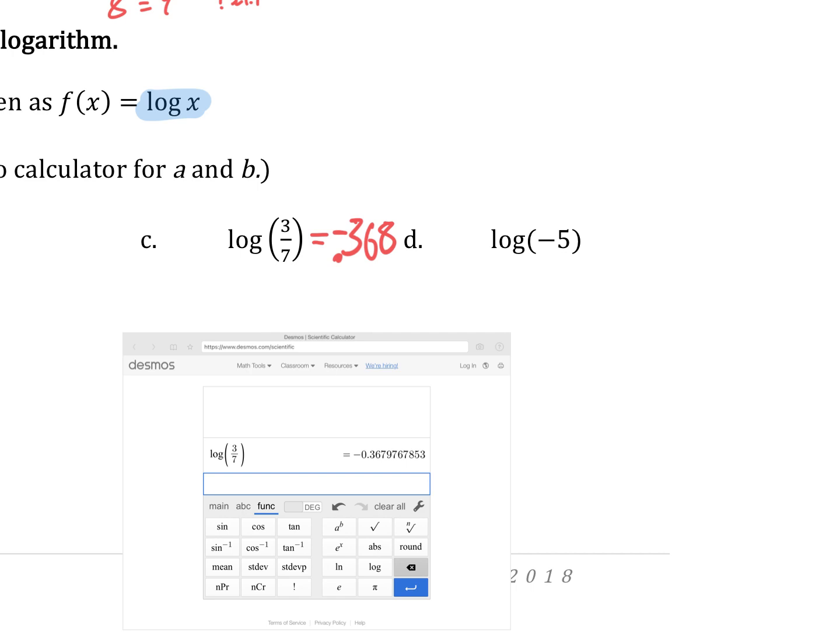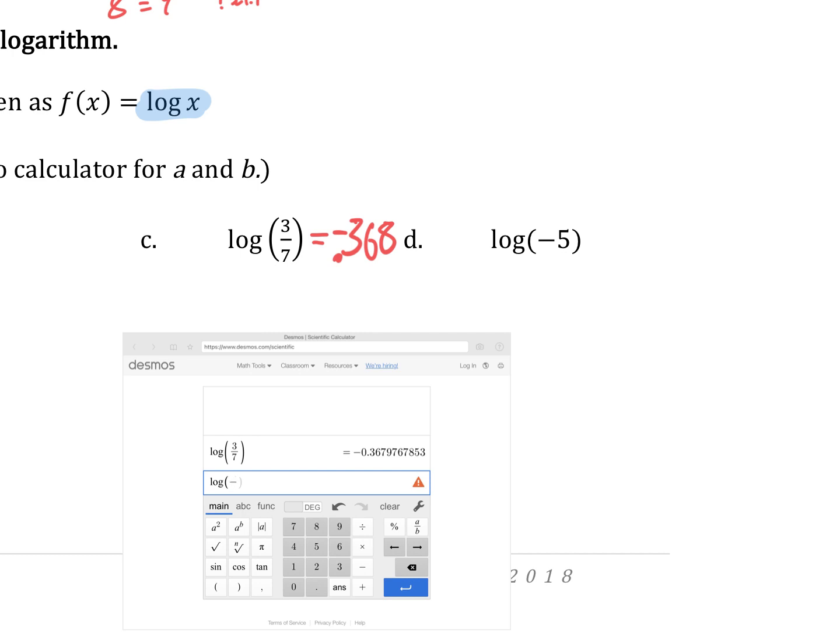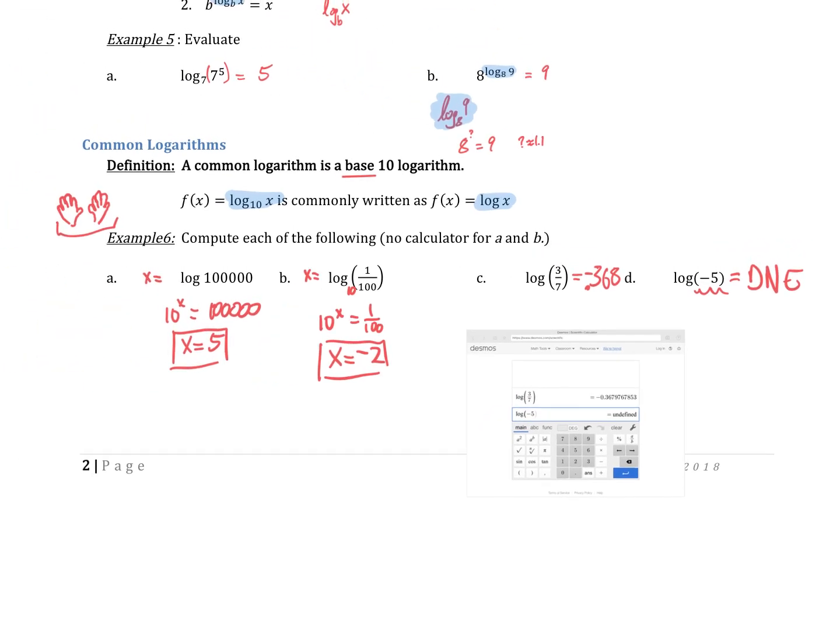Well, what about the common log of negative 5? So log of negative 5. And what happens? Uh-oh, we get a problem. This is undefined. This does not exist because you cannot take the log of a negative number. Only positive numbers can go in logs. And that's going to be important as we look at logarithms as a function in the next coming section.